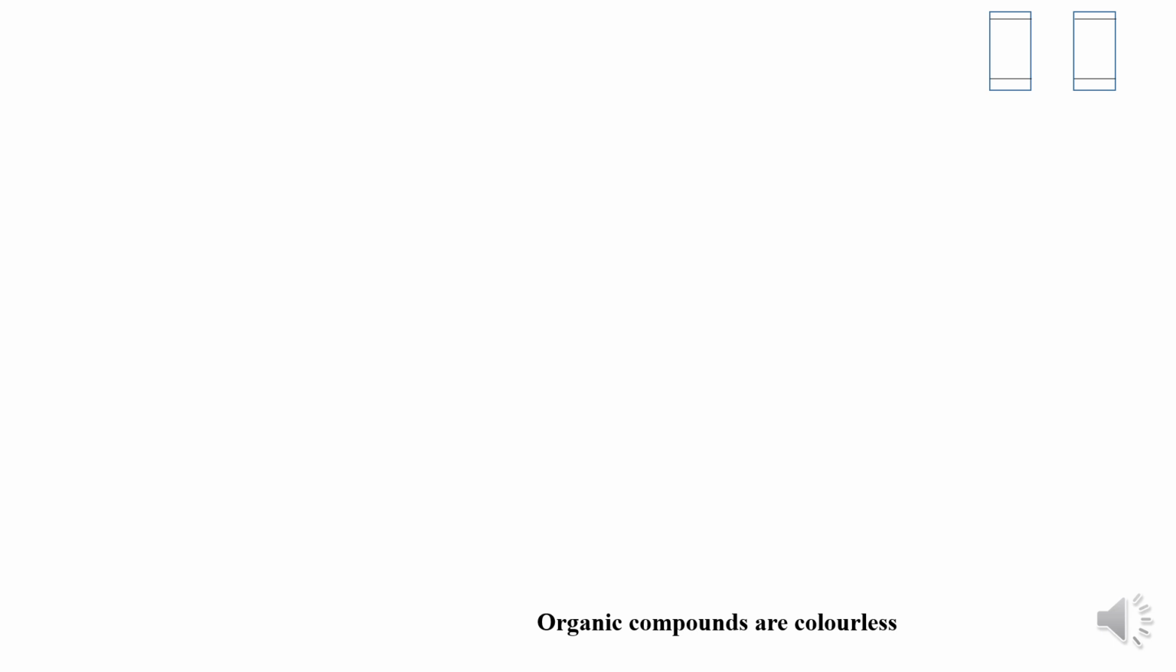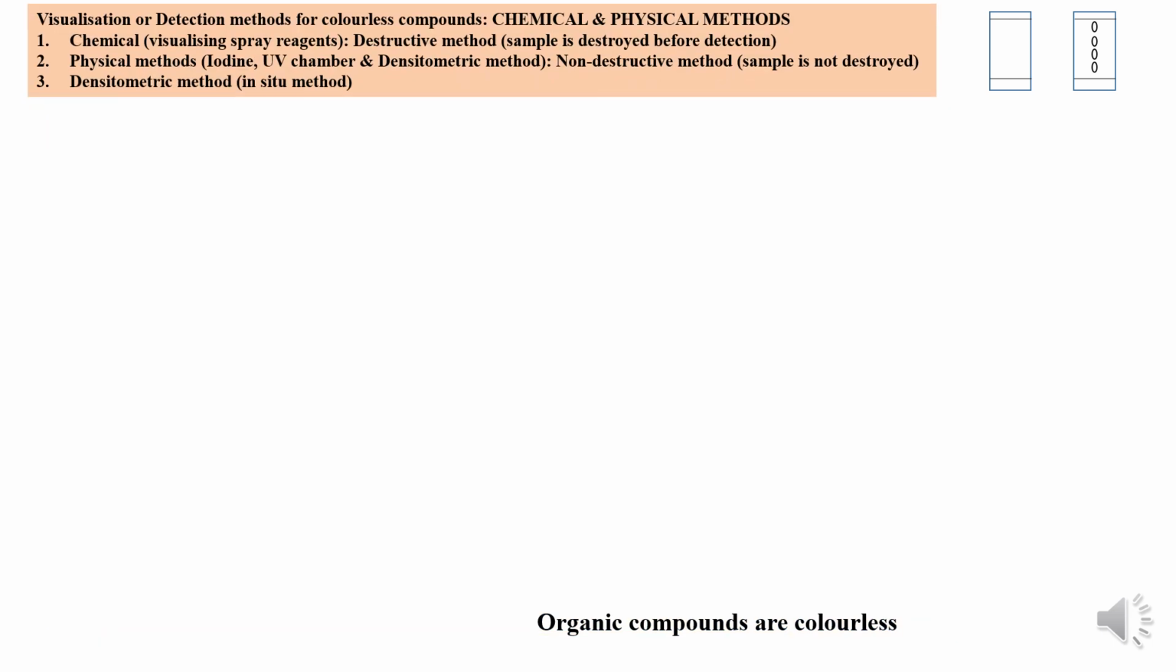So how do you identify these colorless spots separated by TLC technique? There are several visualization or detection methods available for identification or location of these colorless spots that are separated by TLC technique. Two methods are available. One is the chemical method, other is the physical method.